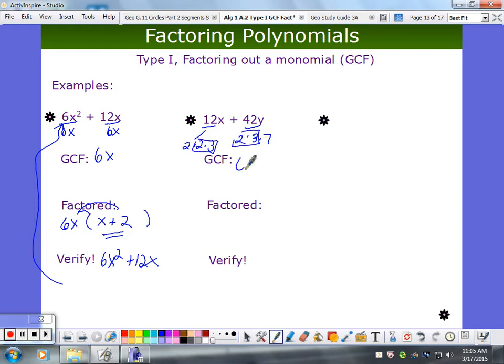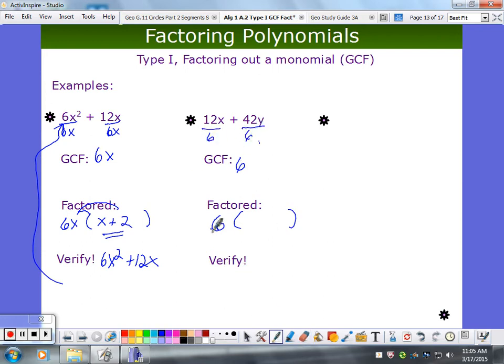6. Now I see, are there any x's over here? Are there any y's? So are there any variables in common? No. My greatest common factor is 6, which means to get there, I must have distributed 6. So now let's think about how we got there. You can divide them by 6.